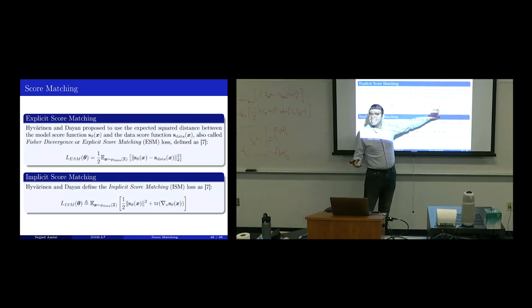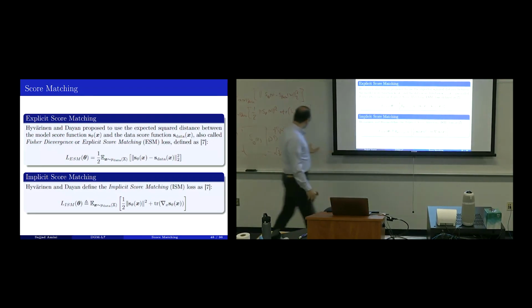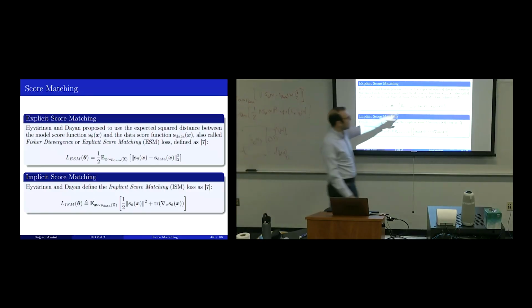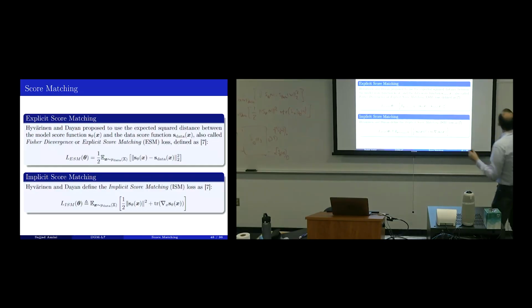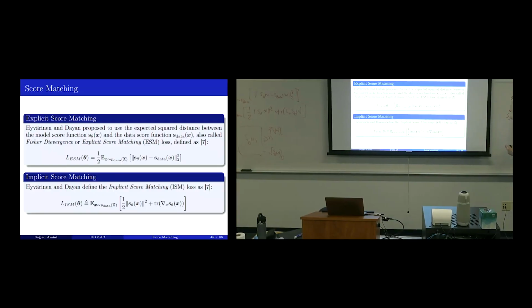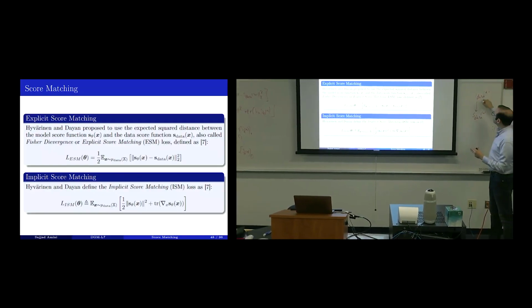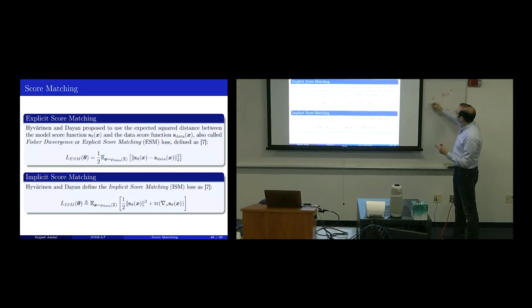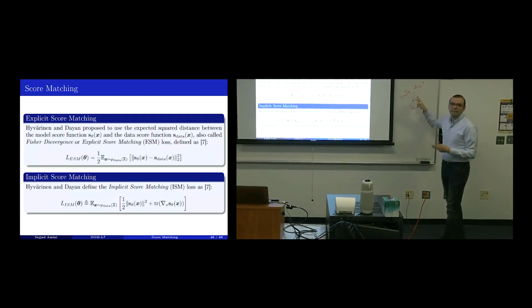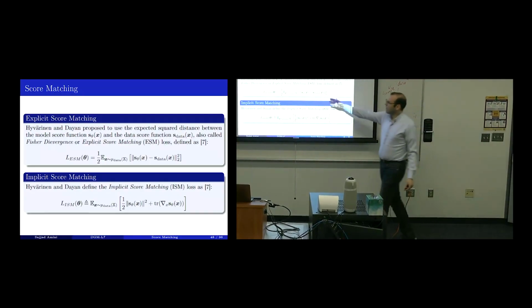Because what do you replace S data of x with? You can replace S theta of x using this network, but you cannot replace S data of x. What is S data? You just have samples from P data. If you had P data in explicit form, then you could calculate S data. But you do not have it in explicit form. You just have samples from it. So how can you calculate it?